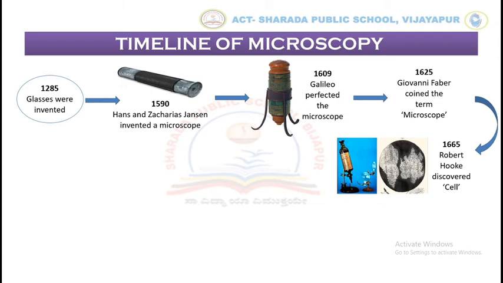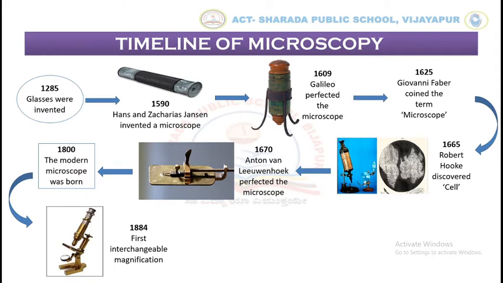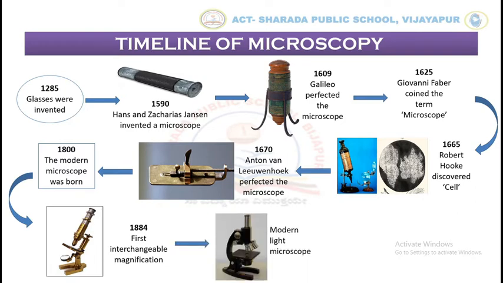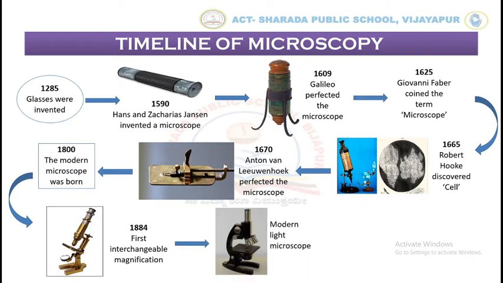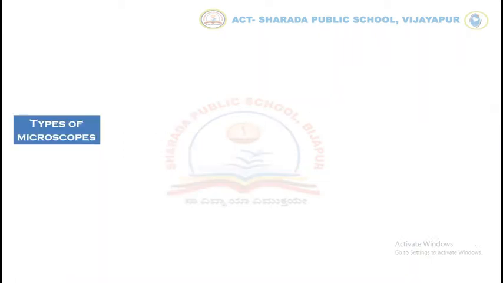In 1665, Robert Hooke discovered the cell. In 1670, Anton van Leeuwenhoek perfected the microscope. In the 1800s, the modern microscope was born. The first interchangeable magnification was invented in 1884. The first modern light microscope was developed later. And finally, the electron microscope came into existence.